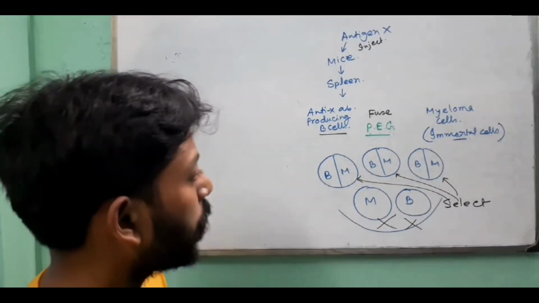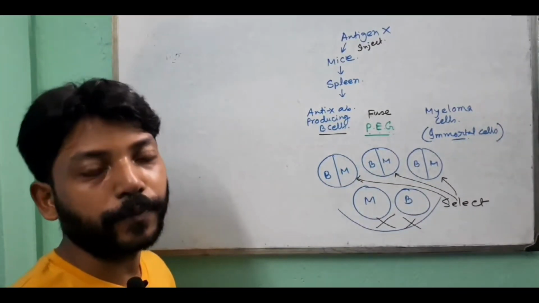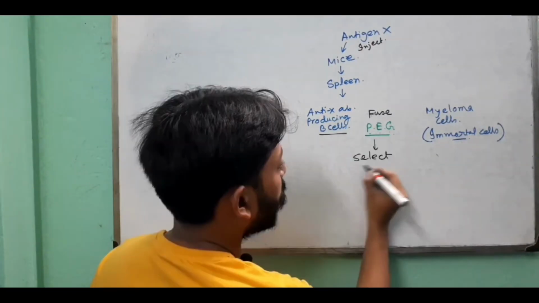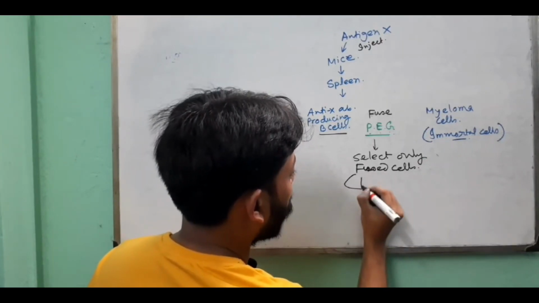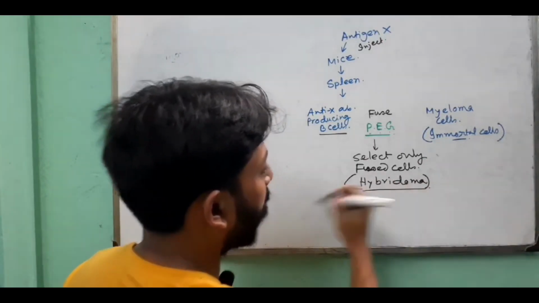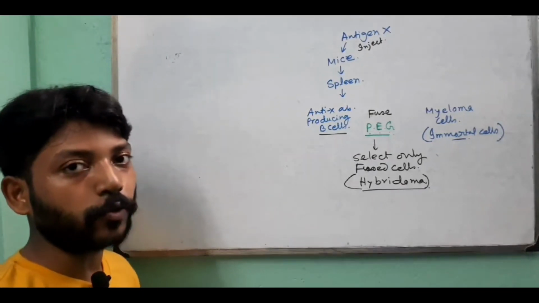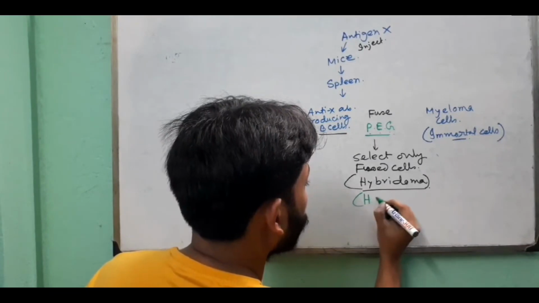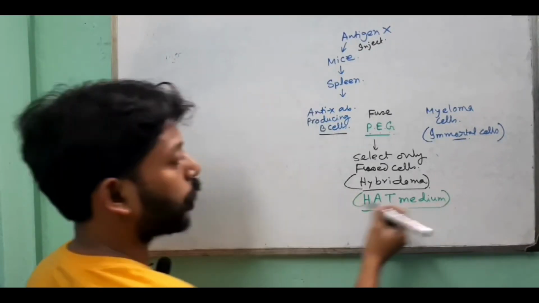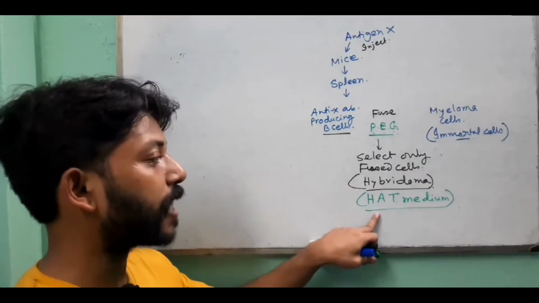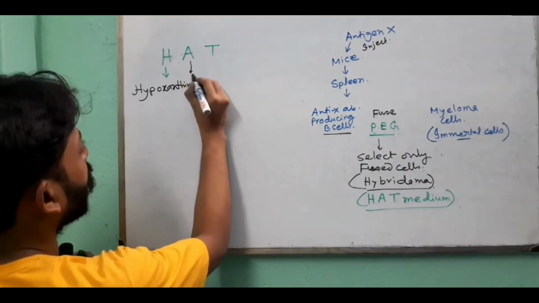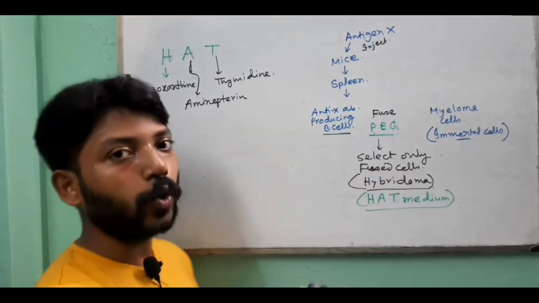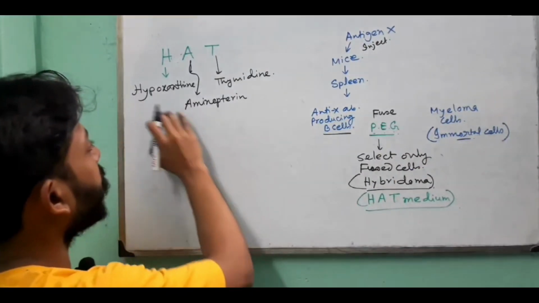Scientists have used a very innovative technique. After this, we have to select only fused cells, which are called hybridoma. So what is the procedure to select these hybridoma cells? It is using a medium called HAT medium. For the selection, we use HAT medium: H for hypoxanthine, A for aminopterin, and T for thymidine. So these cells have to go through a selection process in which these three chemicals are present.